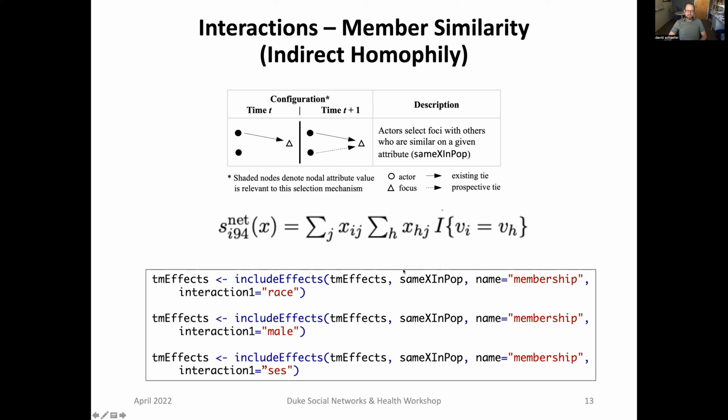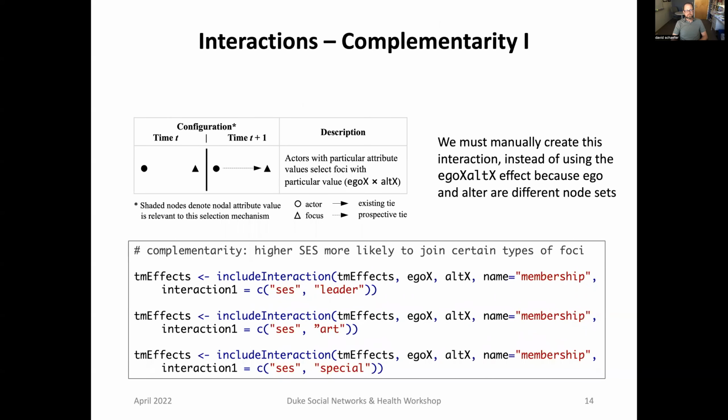So we set this up with the same X in pop effect, and then specify the attribute itself. Okay, and here it's worth mentioning this because we're looking at whether or not two actors are identical. This works best with categorical measures, where being identical is more important. If you have continuous measures, there's other effects that would be appropriate.